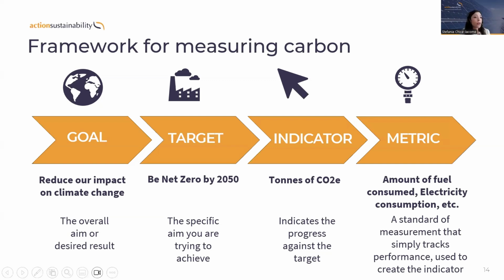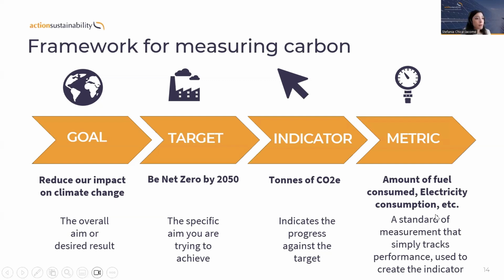So moving on to step number 3, you need to have an indicator that helps you track progress, right? So in this case, the indicator is the tons of carbon emissions that your company emits. And you can use this indicator to compare how well or how poorly you've performed versus the previous period, which is usually the previous year.